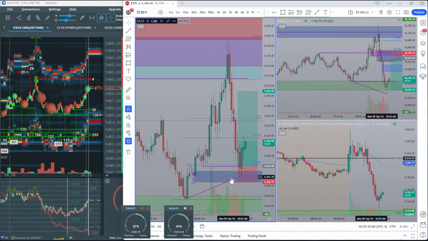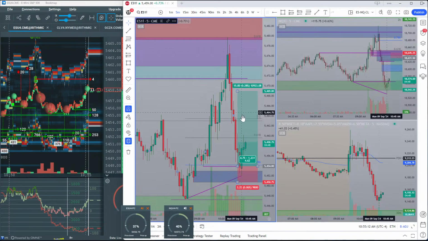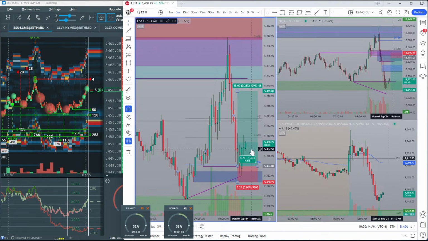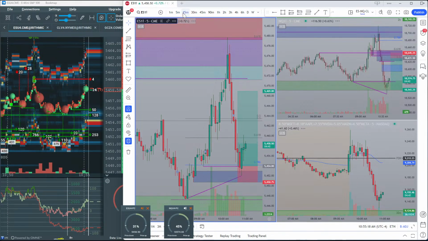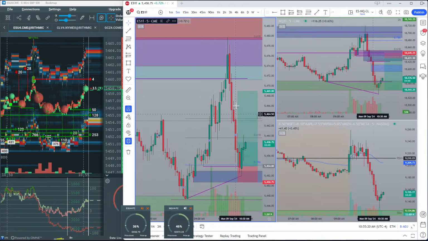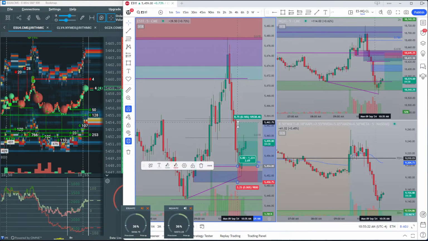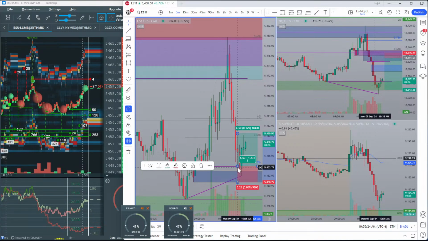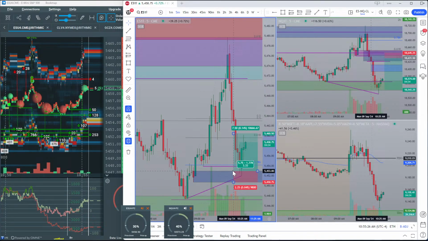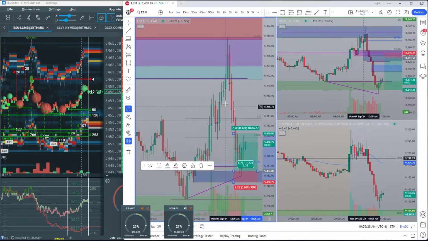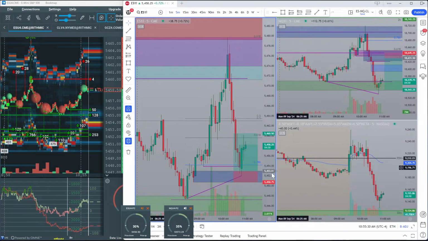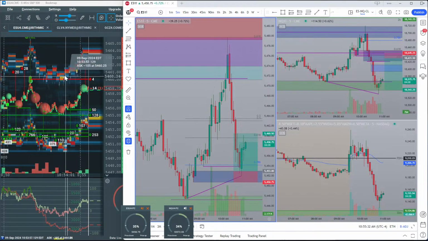That's crazy how these buyers stepped in here. I guess target could have probably been there. If we took this order block long, this 5-minute order block, 3-1 to that fair value gap, I wonder if that would have worked out. Looks like it's going to.